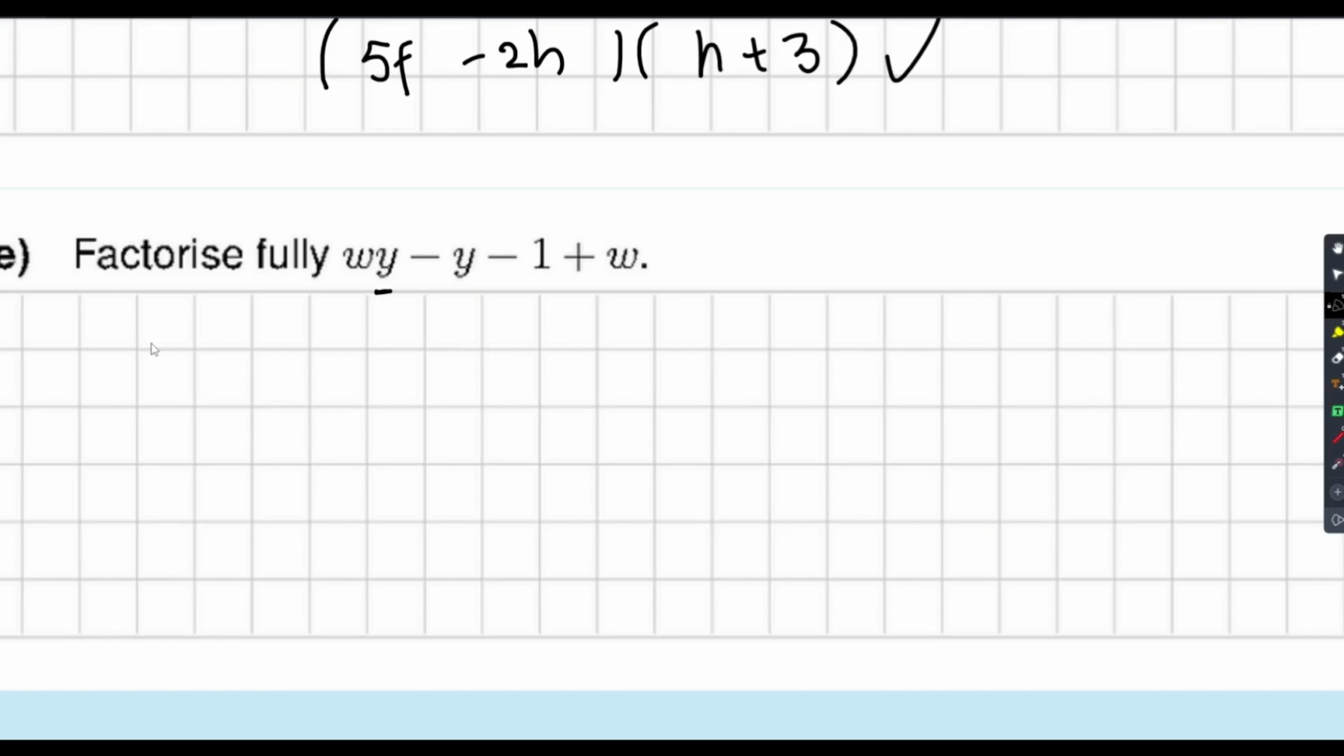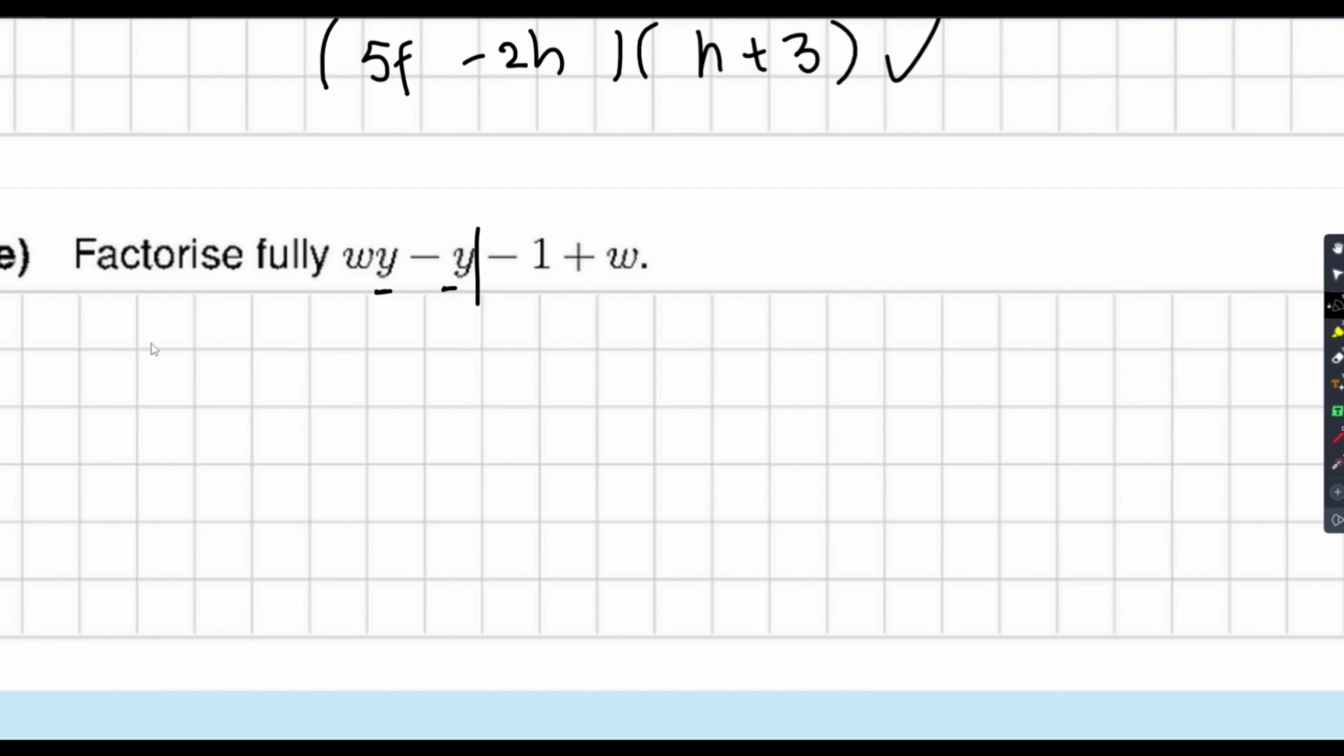Well, this one has a y, this one has a y, so we can factor that out. We could put wy with w, but then again, minus y and minus 1 wouldn't have any highest common factor. So it's a hard question, but what we're going to do is do what we know. We're going to factorize the left, factorize the right.